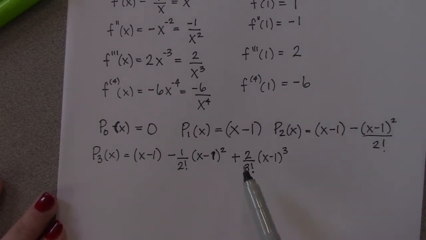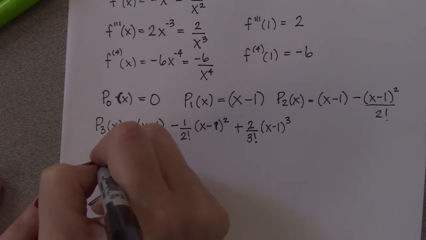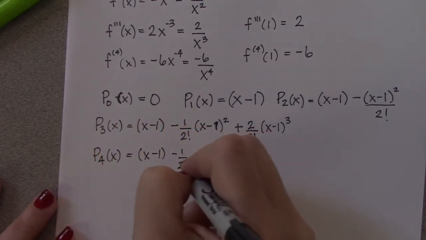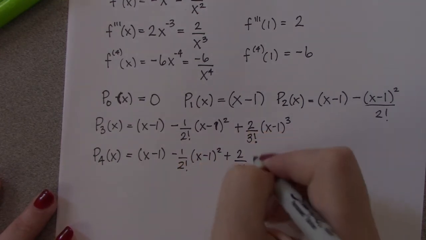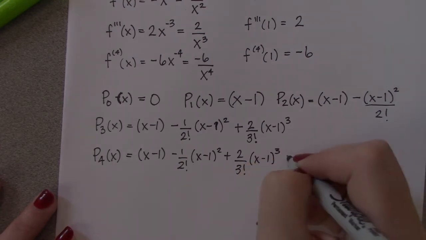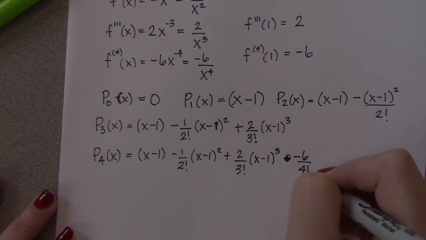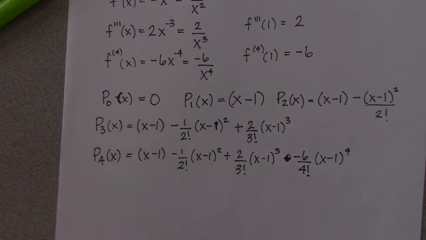So all we're doing in each term, you can tell which derivative by the power: third derivative over 3 factorial times this raised to the third, right? So that means the fourth polynomial, my coefficient was negative 6. That goes over 4 factorial times (x minus 1) to the 4th.